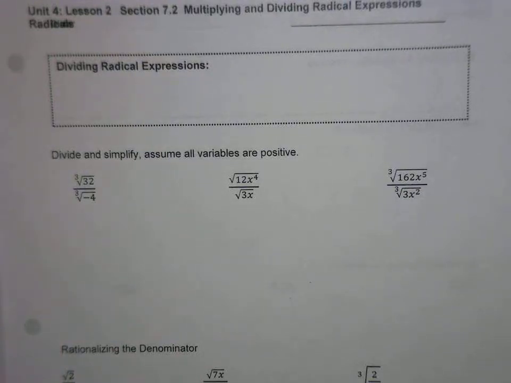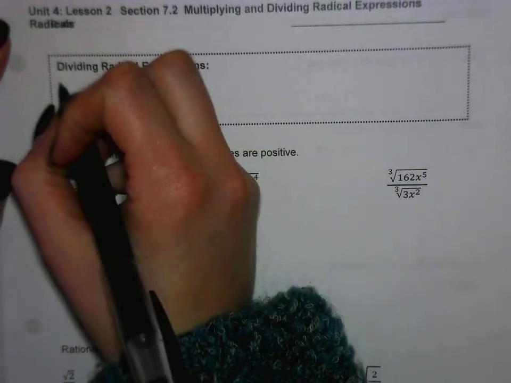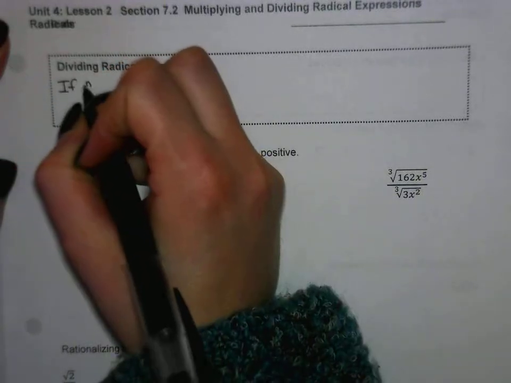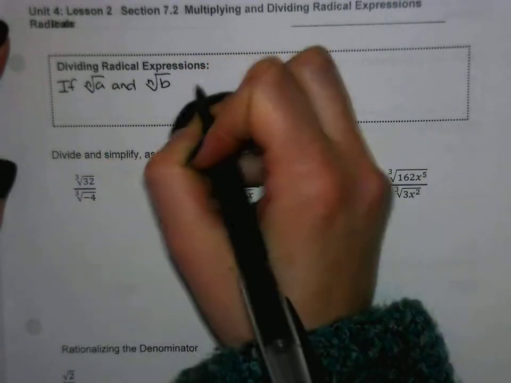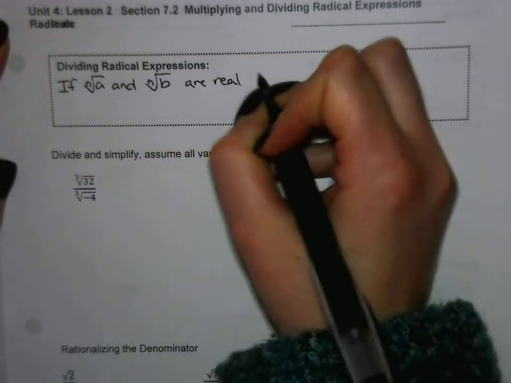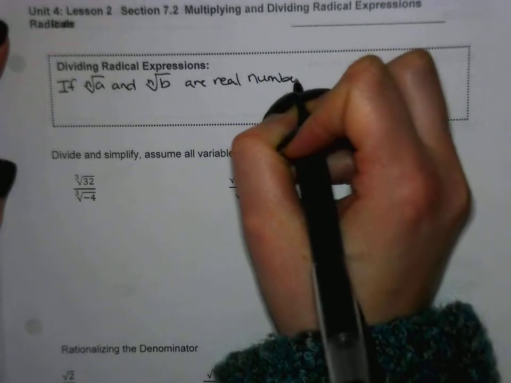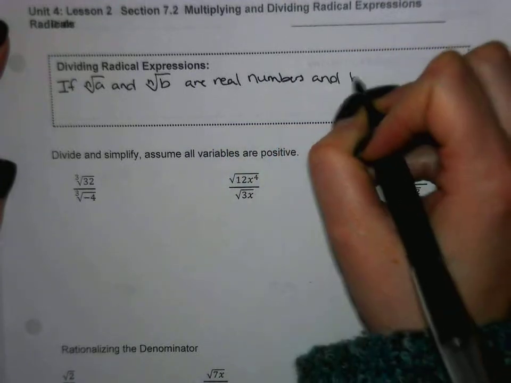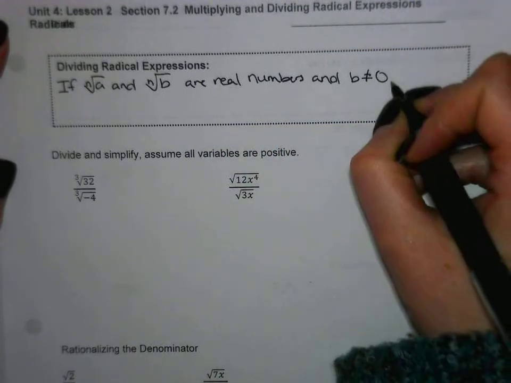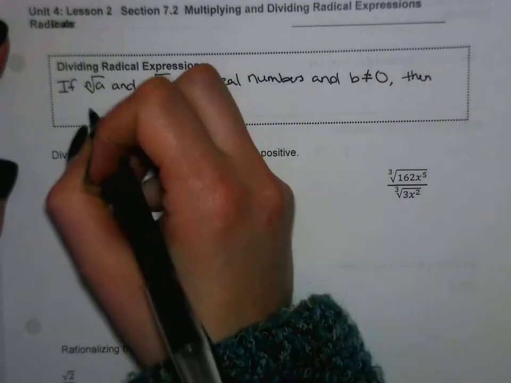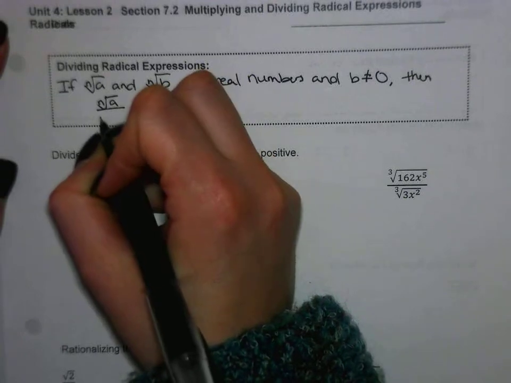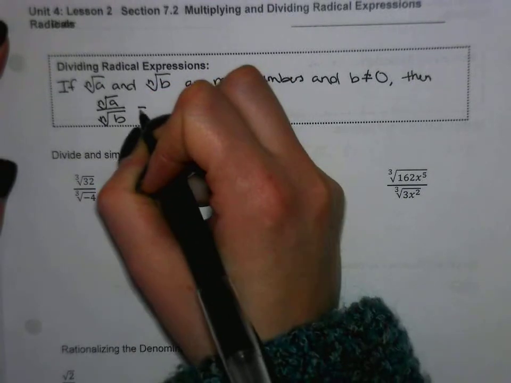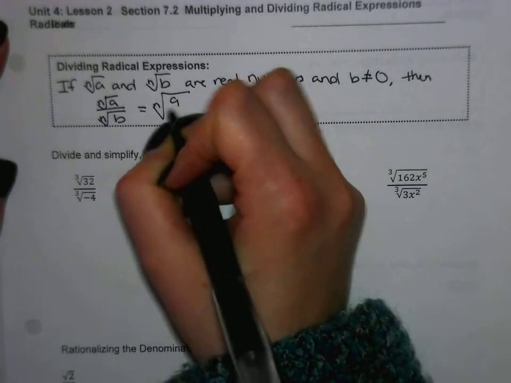Today we'll be looking at dividing radical expressions. In order to divide radical expressions, if the nth root of a and the nth root of b are real numbers, and b does not equal 0, then the nth root of a divided by the nth root of b equals the nth root of a divided by b.